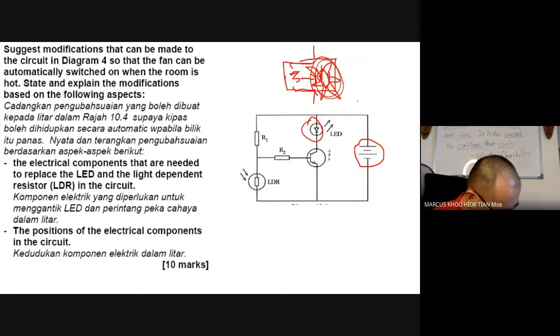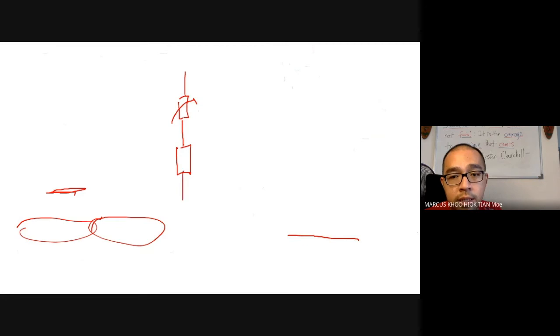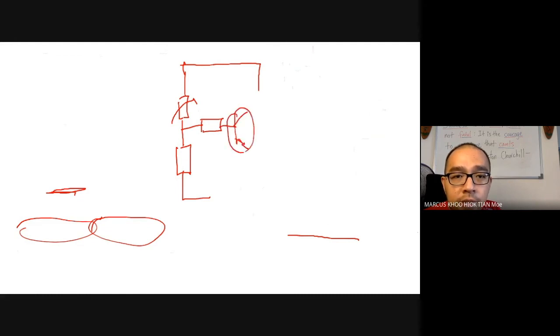Relay switch, relay switch, relay switch, relay switch. Okay, it will look something like this. So the original circuit is here. Is this a thermistor? Okay, it's a thermistor, and then you have the R1 over here. Then you have another resistor over here, and then the transistor. Sorry, the transistor is over here. Please forgive my ugly drawing.